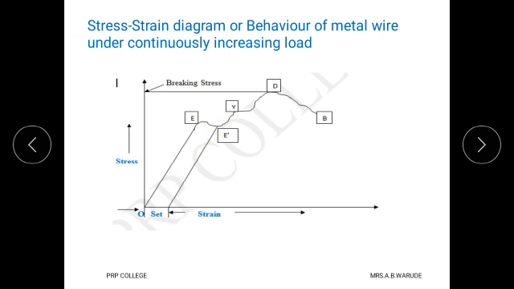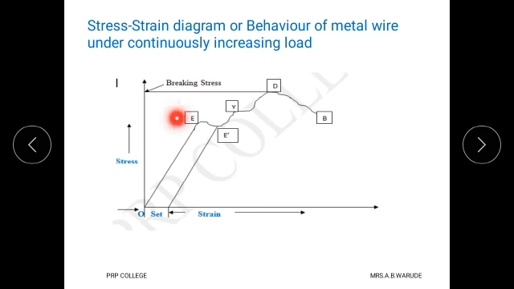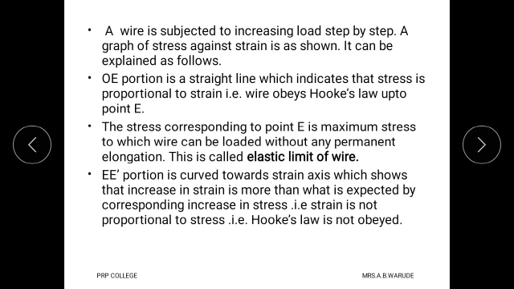Then it is observed that in between E and E dash, E is the maximum stress to which the wire can be loaded without any permanent elongation. That means up to this point, if the maximum stress is applied, there is no permanent elongation, no permanent change in the wire. Therefore E is called the elastic limit of the wire. See, this point E is called the elastic limit of the wire.